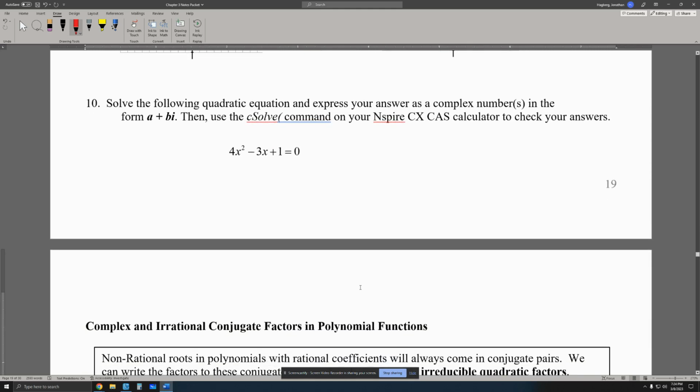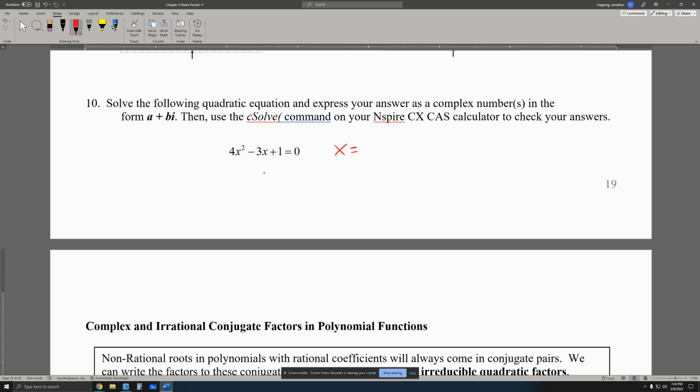Okay, so number 10, solve the following quadratic equation and express your answer as a complex number in the form a plus bi. We're going to use the inspired to check our answers. So I notice that this quadratic here, we can't factor this quadratic. There are no numbers that would multiply to the product of 4 and 1 that would add to -3. Okay, so we can't factor this. So we're going to use the quadratic formula to solve this.